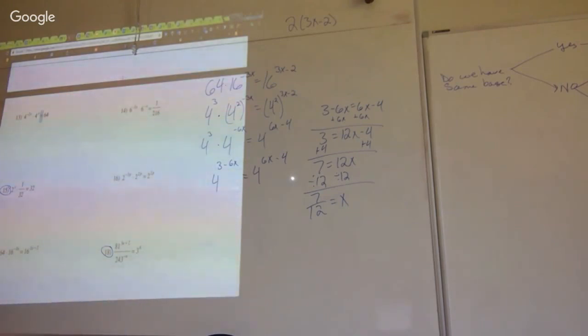What's the common base? Here we go. What's the common base? 9. I can change all 3 of these bases into a base of 3. So 81 to a base of 3 is what? 3 to the power of 4. 3 to the power of 4 to the 3n plus 2. 243. Three to the third.